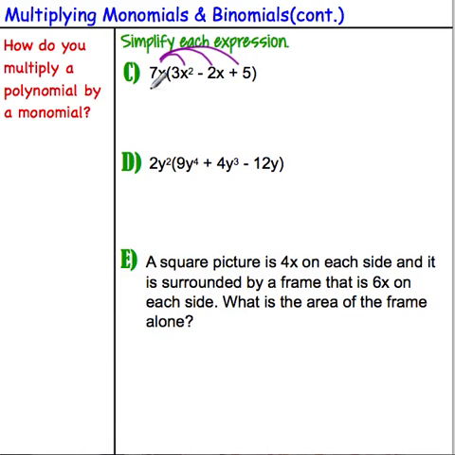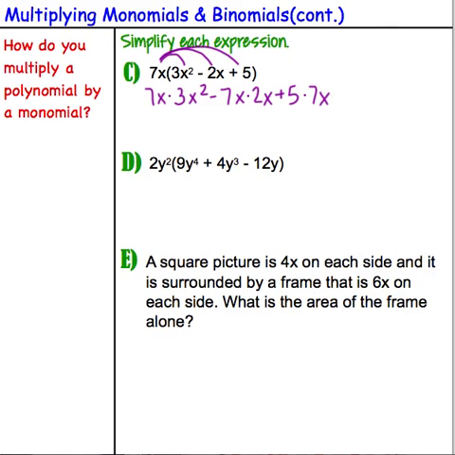So we get 7x times 3x squared, minus 7x times 2x, plus 5 times 7x. I realize I switched the order there, but go with it. It doesn't really matter since the commutative property works with multiplication.